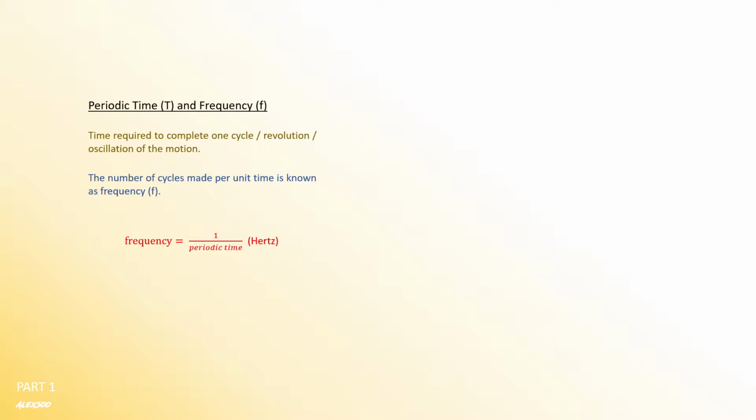Based on the periodic time, we have another term which we call frequency. Frequency is defined as 1 over periodic time, that is 1 over second, and we have to know that 1 over second is equal to 1 hertz. The time required to complete one cycle or one revolution or one oscillation of a motion, the number of cycles made per unit time, is known as frequency. So if you take 1 over periodic time, you get frequency, and it is measured in hertz. That is equivalent to 1 over second, 1 cycle per second, or 1 oscillation per second, or 1 revolution per second. Clear?